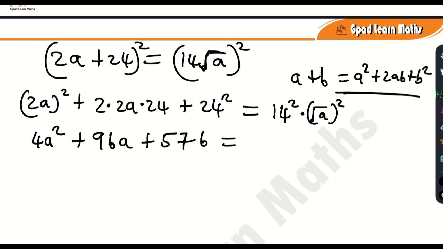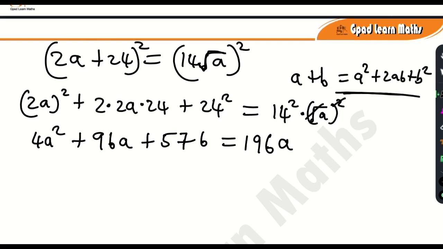14 squared. Okay, let me just stay root. This square will cancel the square root. All right. And what is 14 squared? 14 squared is 196. And we have A because there's an A here. So 196A. I will now collect like terms.